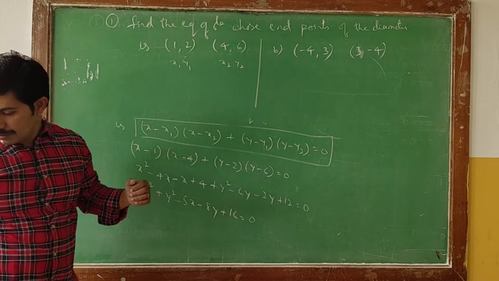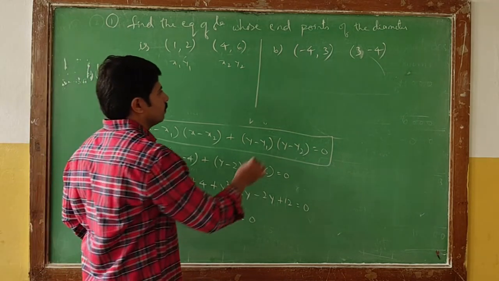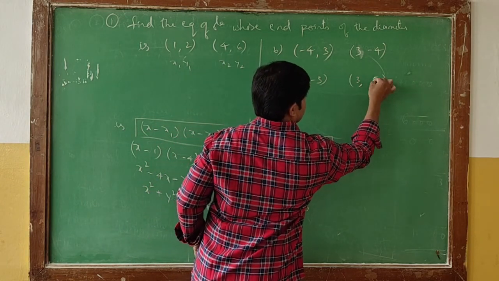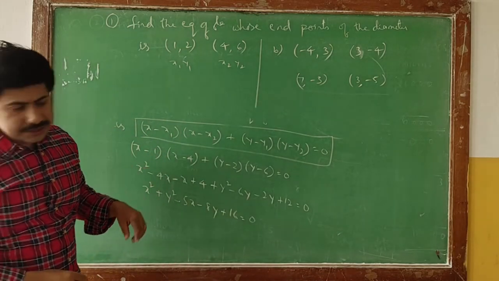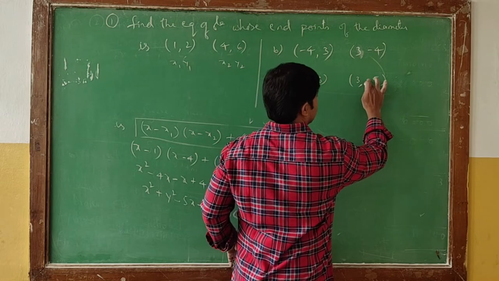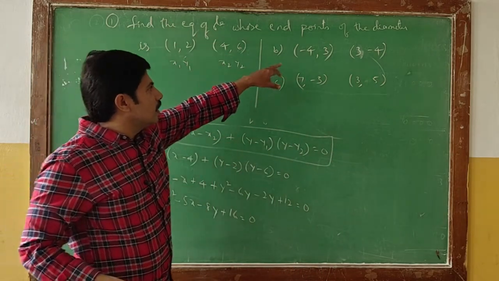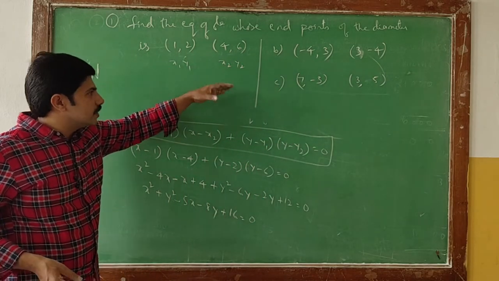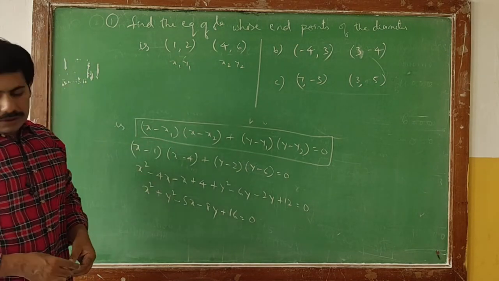And one more problem: (7, minus 3) and (3, 5). So try these two. Find the equation of the circle when these two are endpoints of the diameter. When two endpoints of a diameter are given, you have to find the equation of the circle. You have to do it by the same method. So this is over.